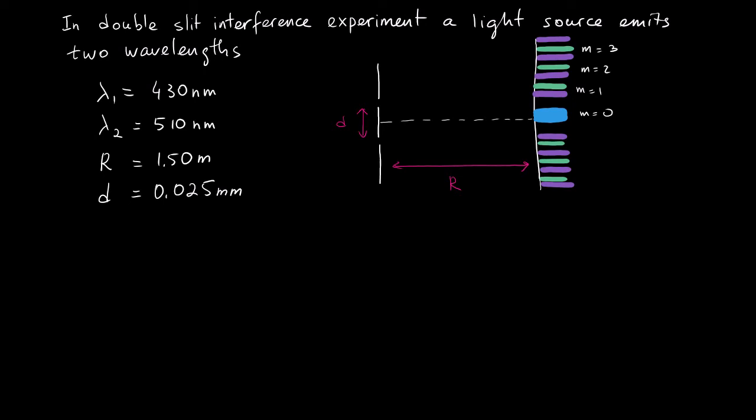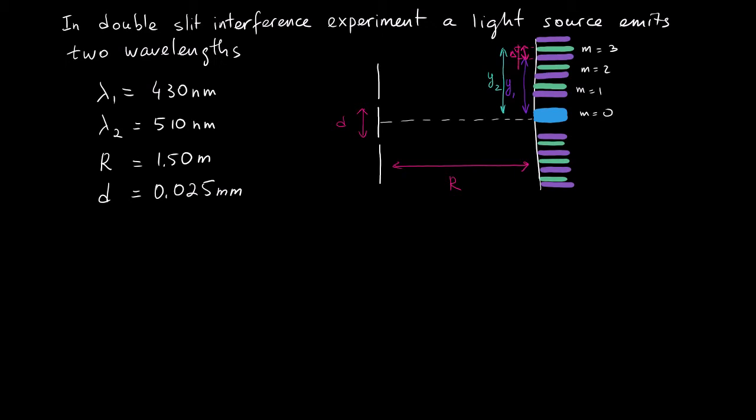So we have one, not necessarily purple, but the purplish third order from here to here. That would be y1, and the other one will be y2 for the second wavelength. So we want to find out the difference between these two positions. Let's call it delta y.